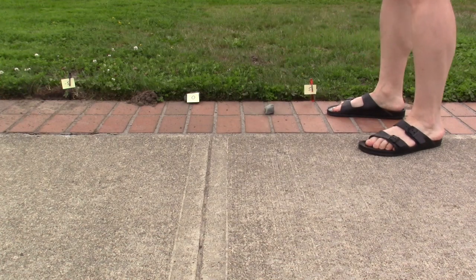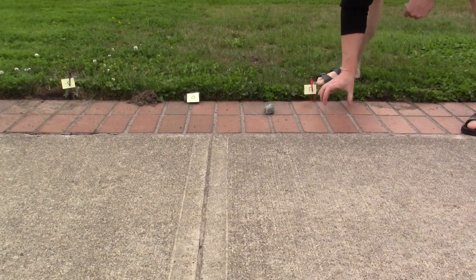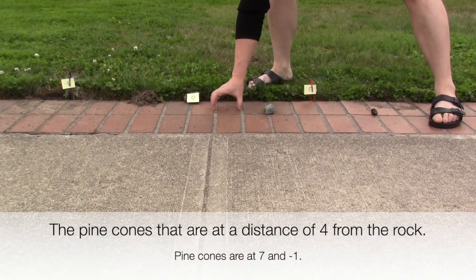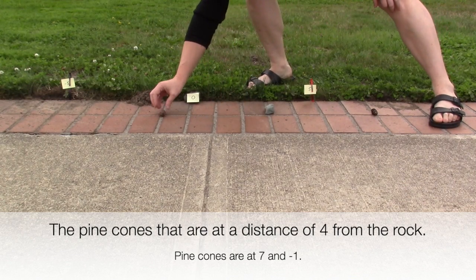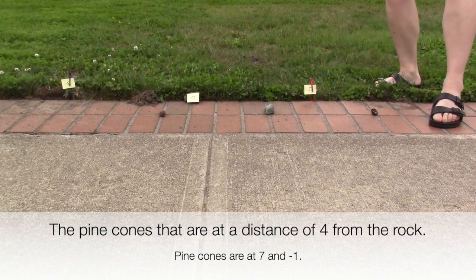So if you locate 3 on the number line, you're looking for points that are at a distance of 4 from 3. It stands to reason that you can only go in one of two directions, to the right or to the left. You measure off 4 bricks to the right of the rock and 4 bricks to the left of the rock, and you can see that there's pine cones at 7 and at -1.